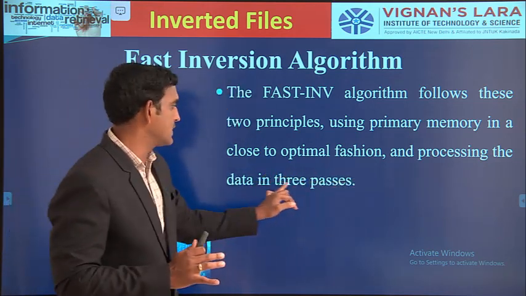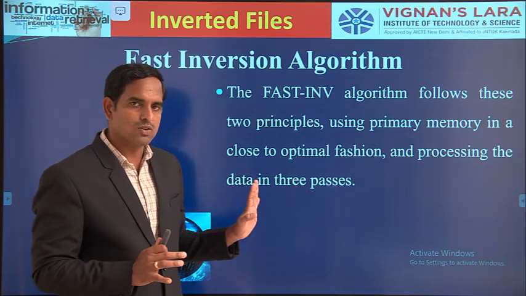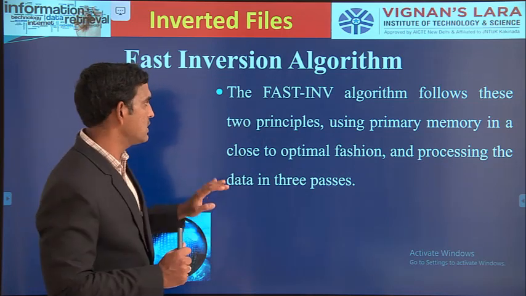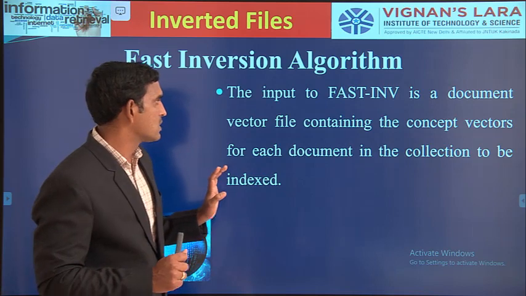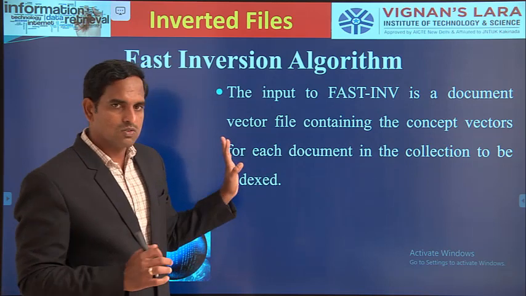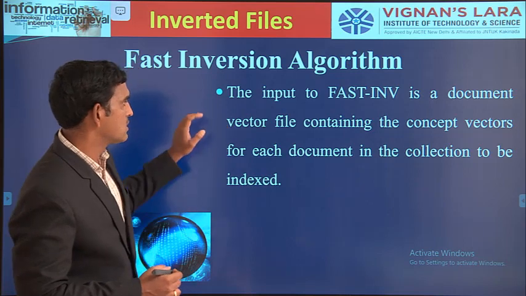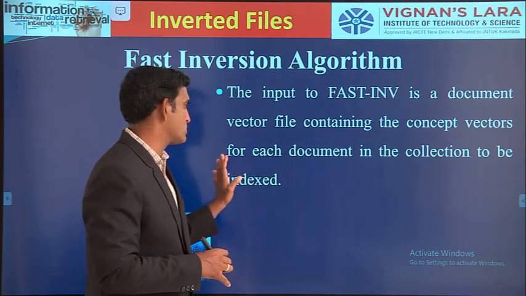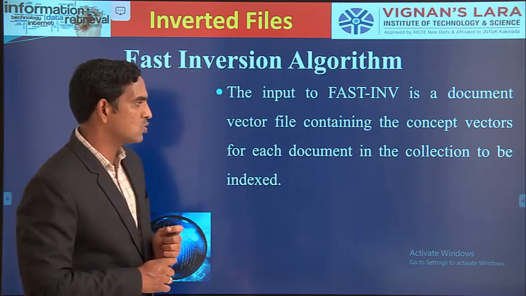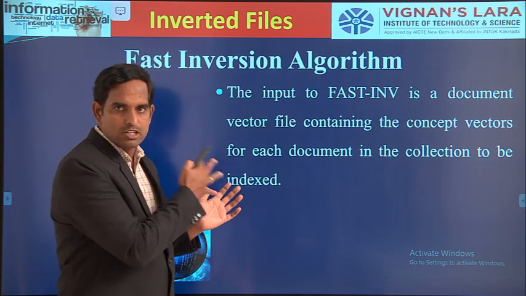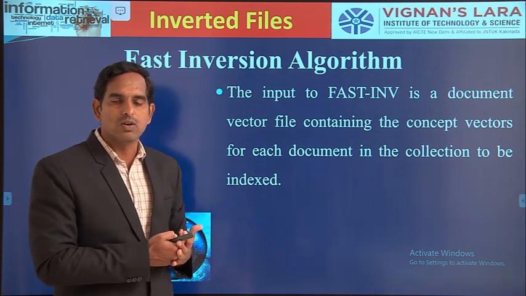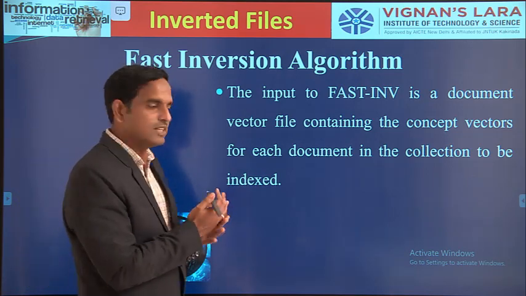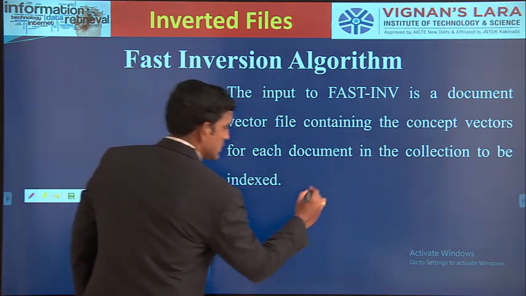And processing the data in 3 different phases. Okay, you are going to perform this fast inversion algorithm in 3 phases. What are the 3 phases? So before going to the phases, the first thing is the input to the fast inversion algorithm, which is a document vector file containing the concept vectors for each document in the collection to be indexed. You need not be concerned about too much terminology here. I think you remember the first step in the previous methods where you will be creating a document and where you will be creating your terms.